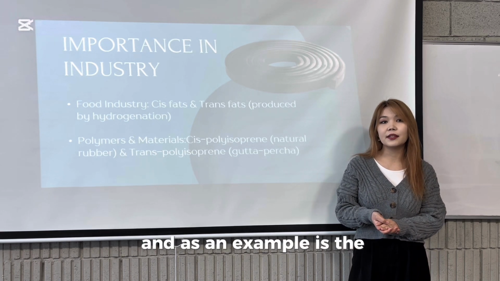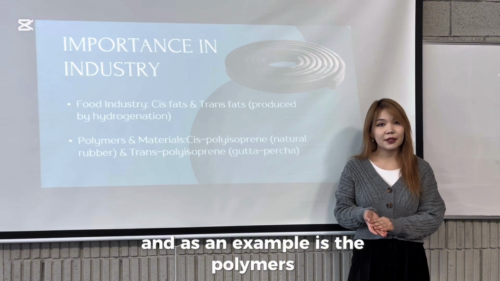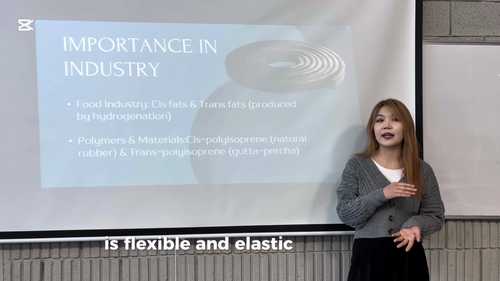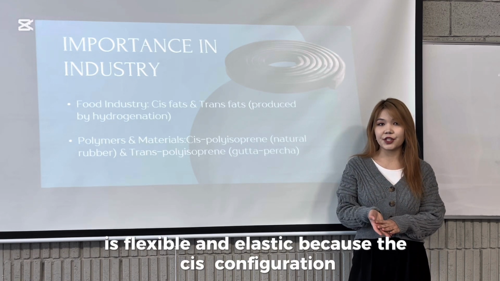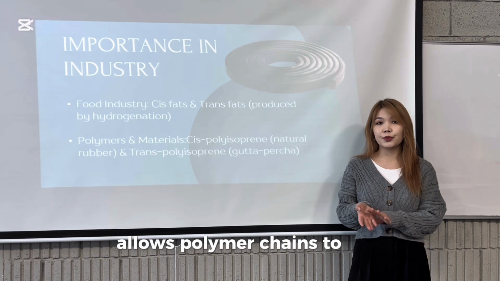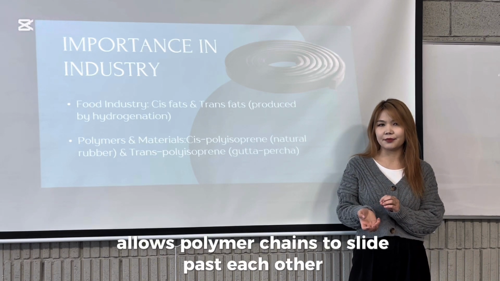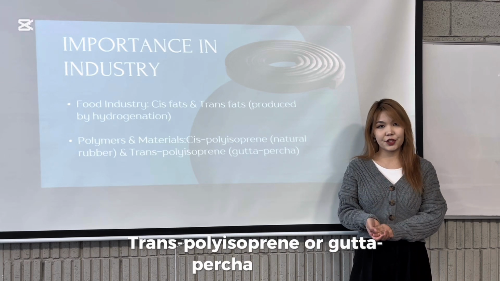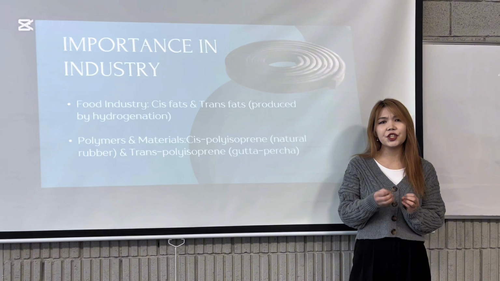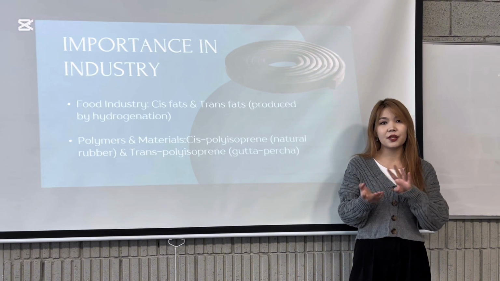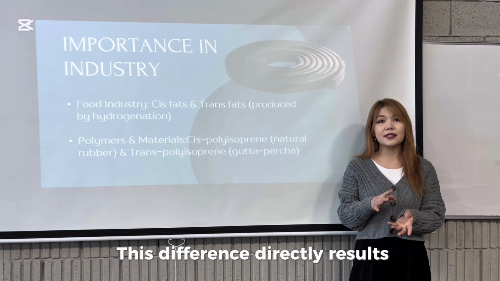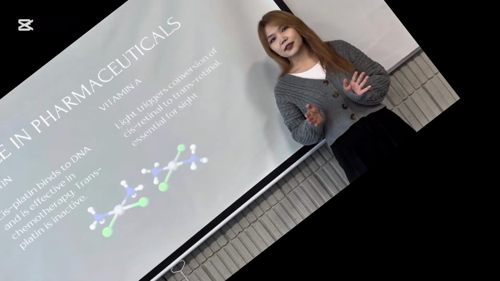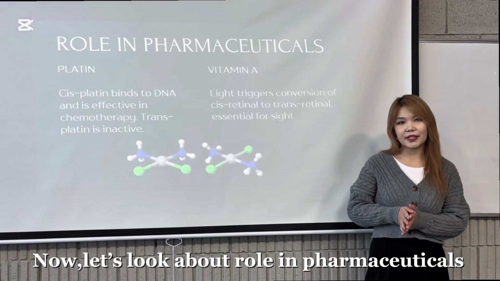Another example is polymers. Natural rubber, cis-polyisoprene, is flexible and elastic because this configuration allows polymer chains to slide past each other. However, trans-polyisoprene is rigid due to its tightly packed structure. This difference directly results from cis-trans isomerism. Now let's talk about the role in pharmaceuticals.